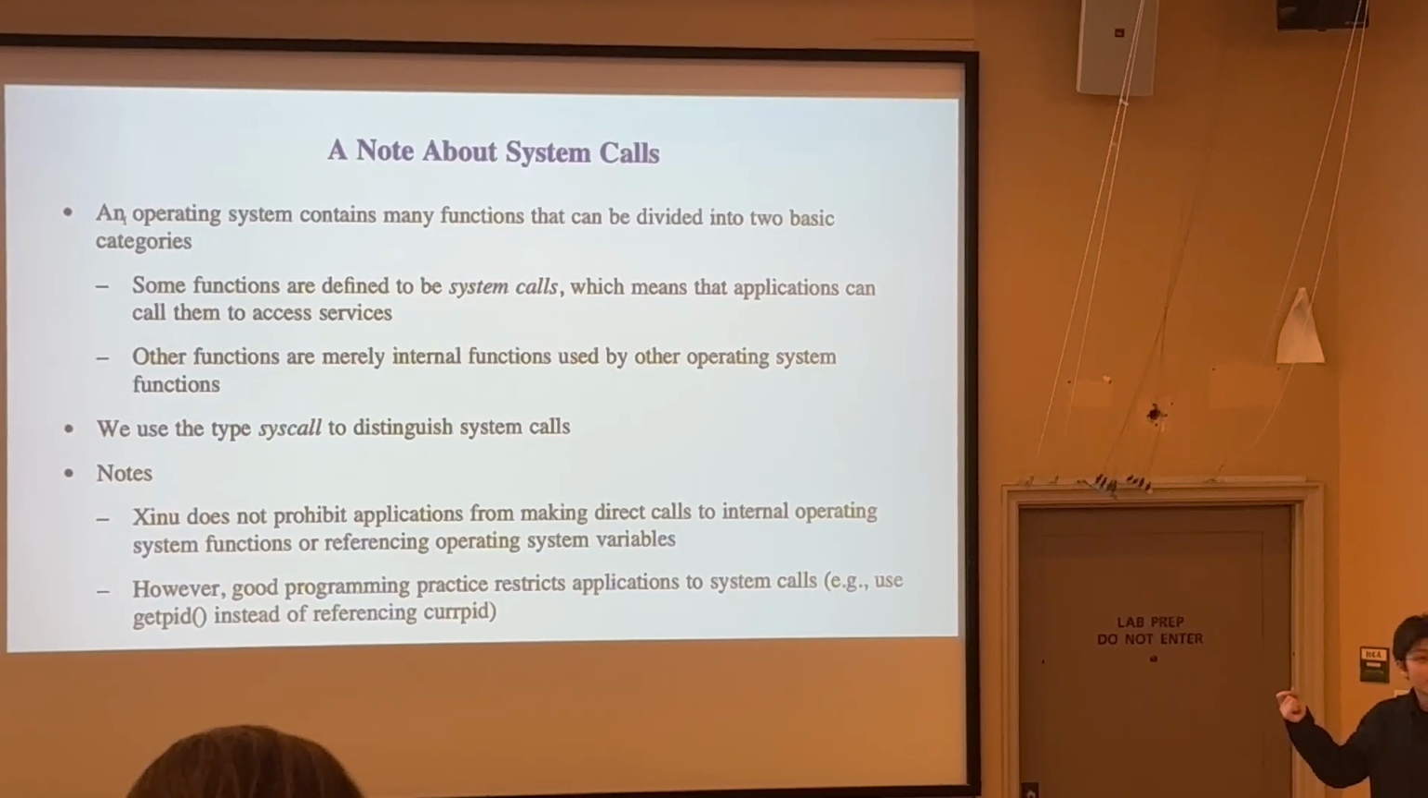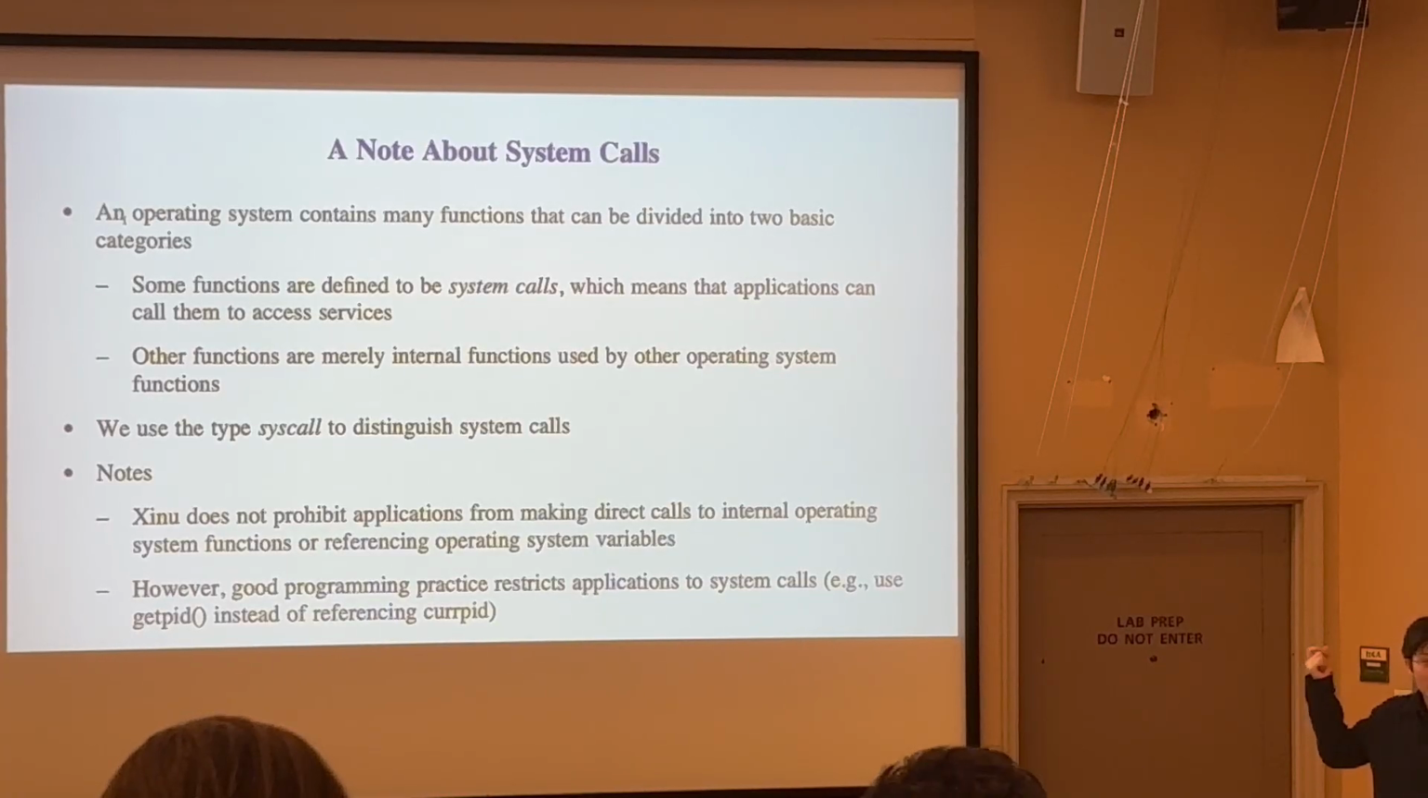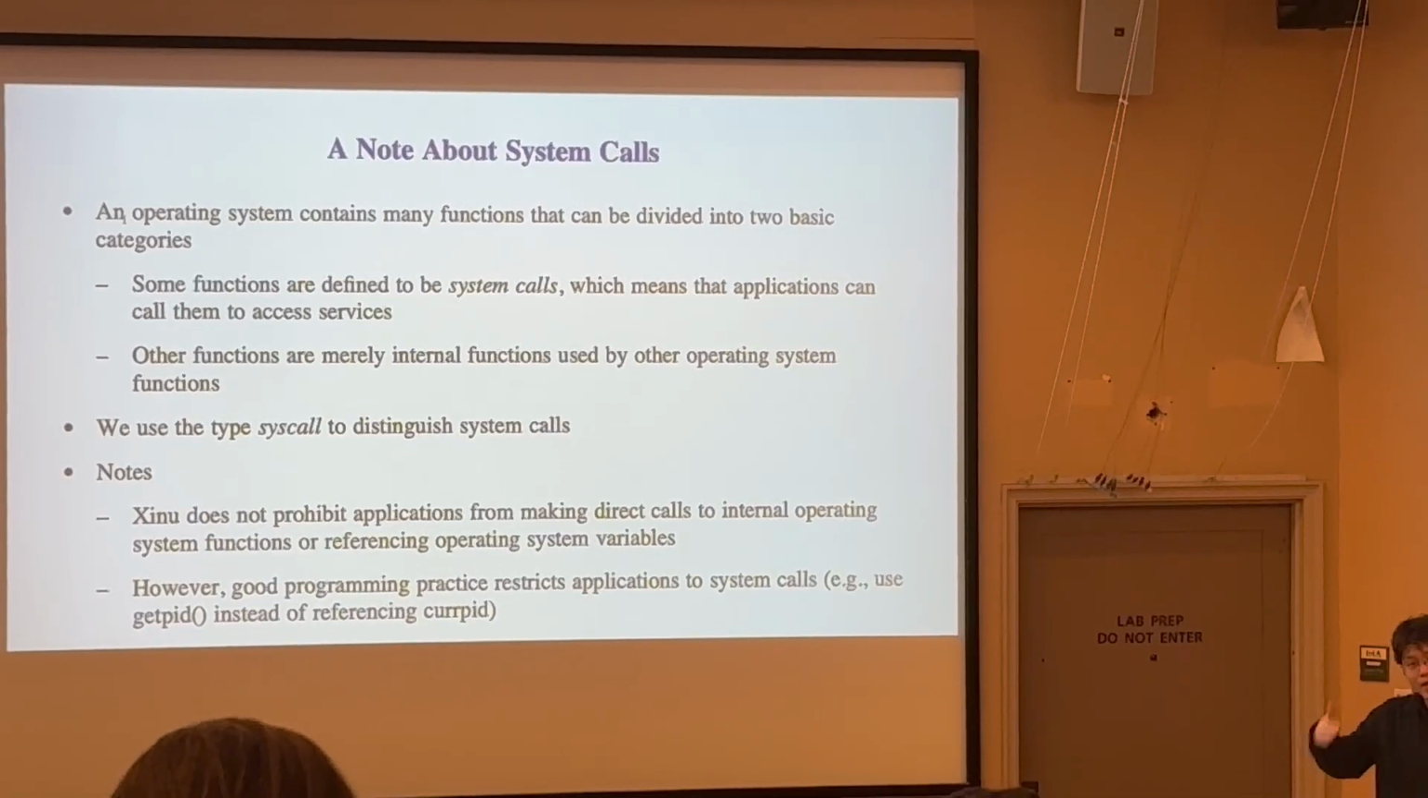In Xenu it's different. In Xenu you can actually get around system calls, so you can access kernel data structures directly without going through system calls. But this is not recommended. The whole purpose of OS design is that we have this system call interface that hides the difficulty or complication of OS internals, so that you can use these system call APIs easily.